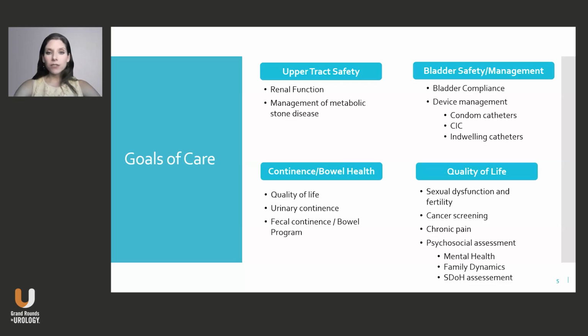And if you look at this list of things, this is really quite a lot to cover for any provider. And so it's important to have regular visits. I think this is one of the reasons why it's really rewarding as an advanced practice provider to be able to see these patients and to be able to really own this population.